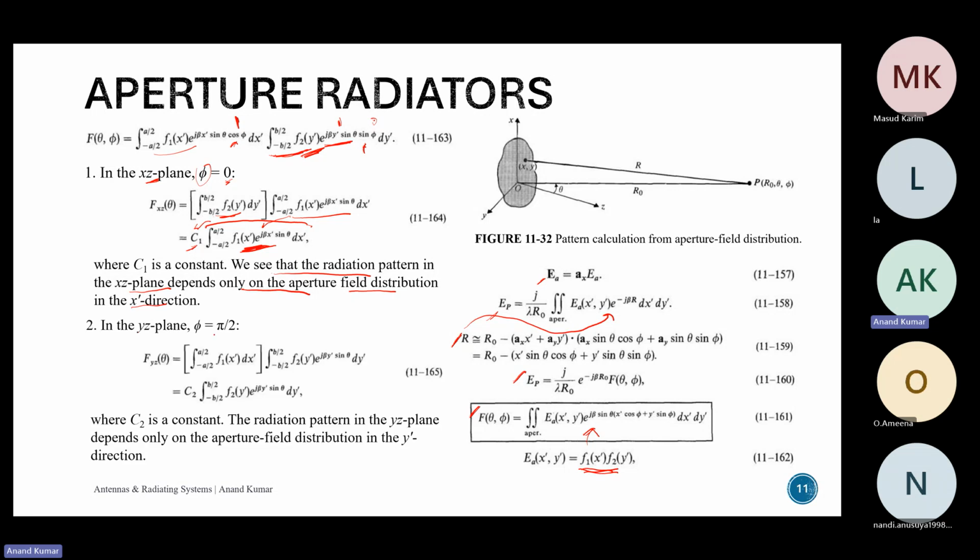Similarly, for the yz plane, phi is equal to pi by 2, and in this case the f1 integral becomes a constant, and the f2 integral is present over here. So the radiation pattern in the yz plane depends only on the aperture field distribution in the y direction.